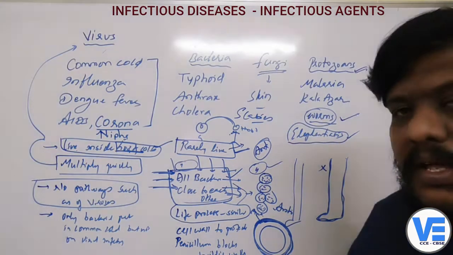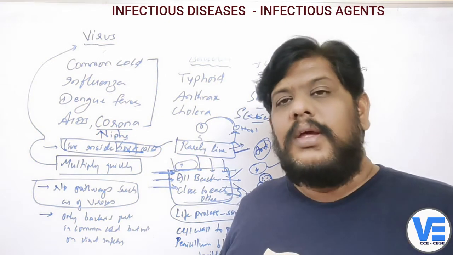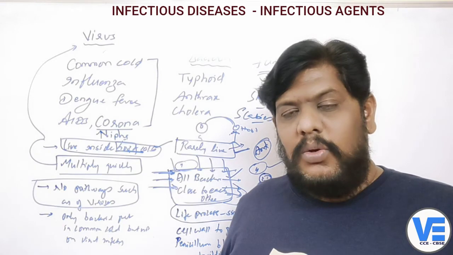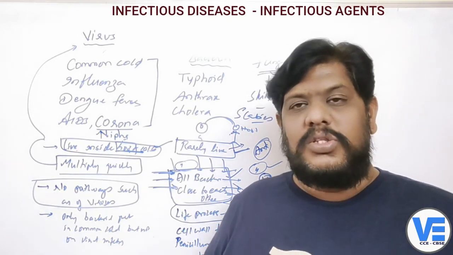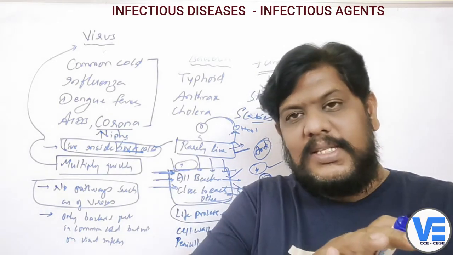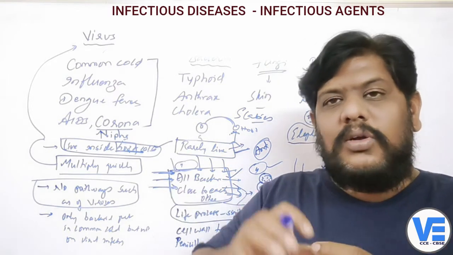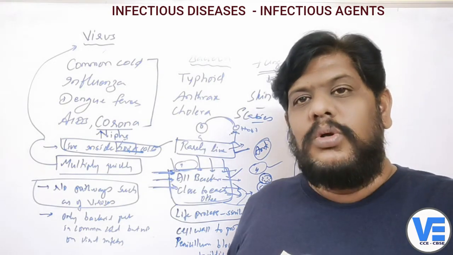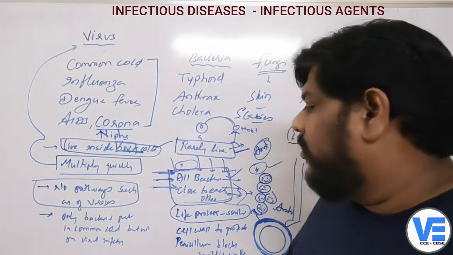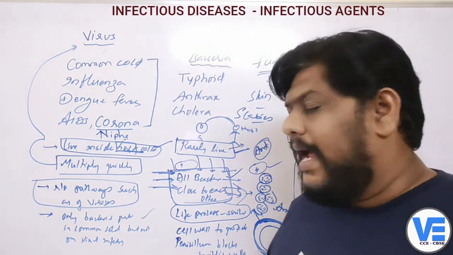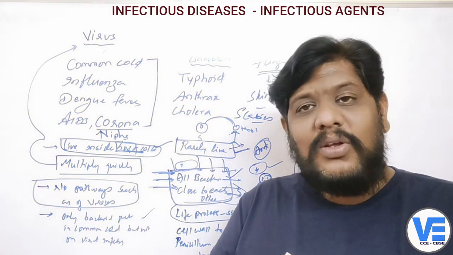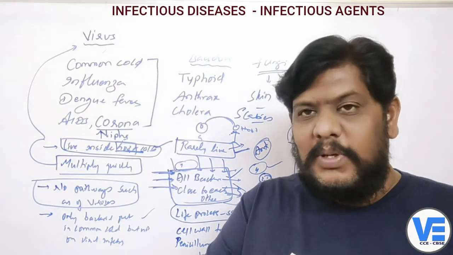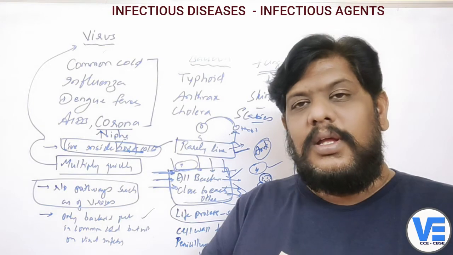For example, take the common cold. Even if it is an infection because of a virus, people take antibiotics, because sometimes the viral infection and the bacterial infection together cause the common cold. So when you take antibiotics to get relief from the cold, they will only act on the bacteria, but they will never act on the viruses. The virus infection will remain as it is.